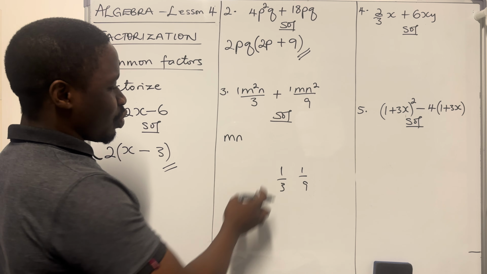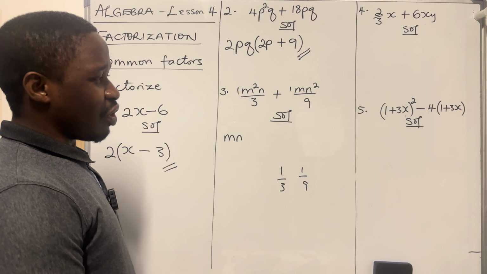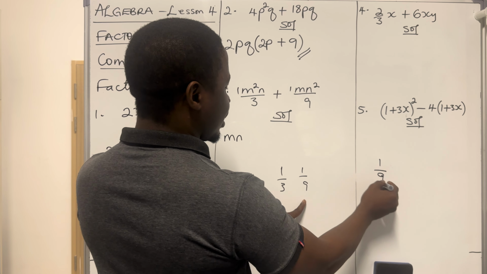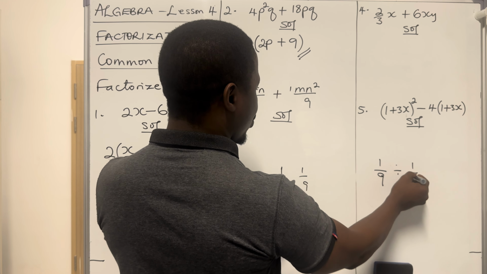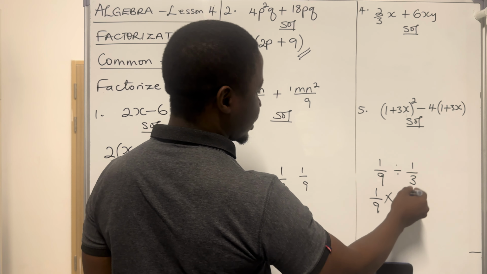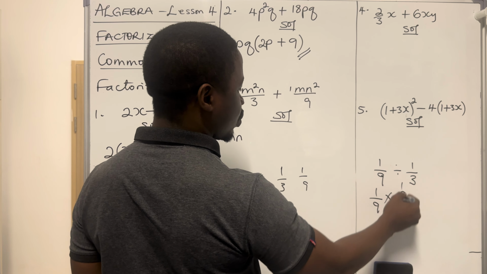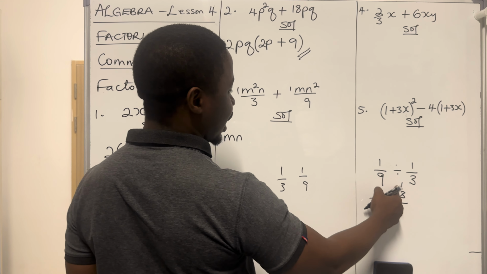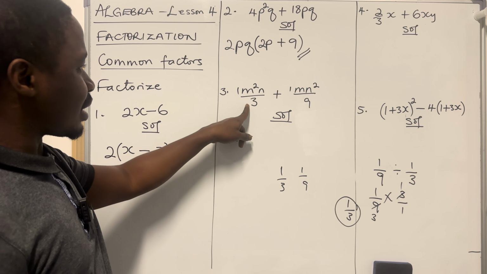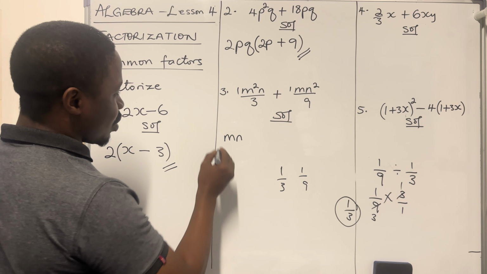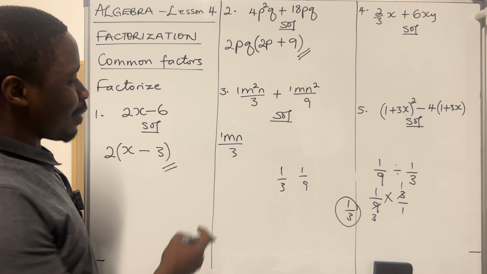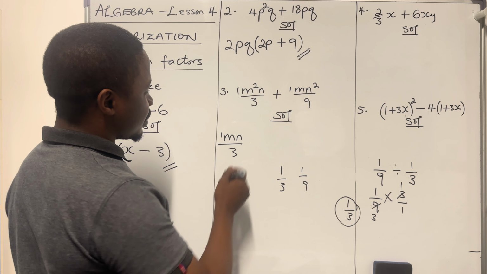So what is common between 1 over 3 and 1 over 9? For us to know that, this is bigger than this, so it's easier for us to say 1 over 9 divided by 1 over 3. So 1 over 9 times the inverse, 3 over 1. So this is 1, this is 3. 1 times 1 is 1, 3 times 1 is 3. So between 1 over 3 and 1 over 9, 1 over 3 is the one that is common. So simply mn over 3 is common.